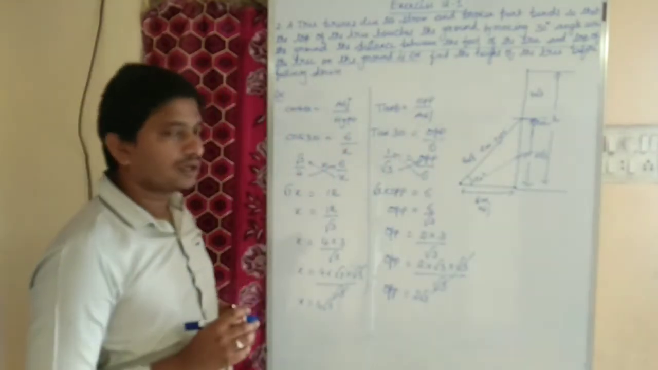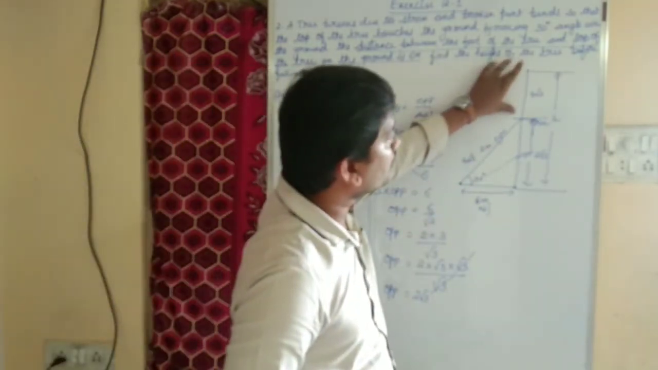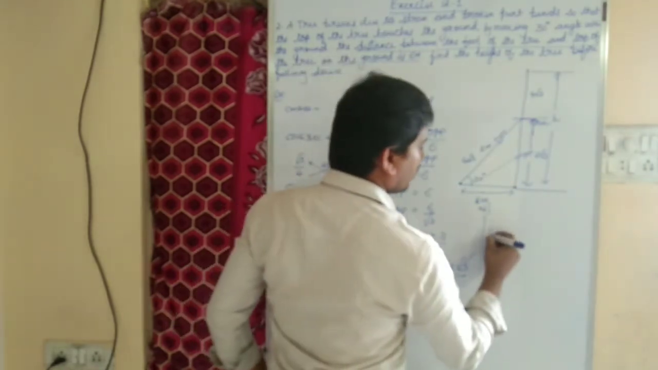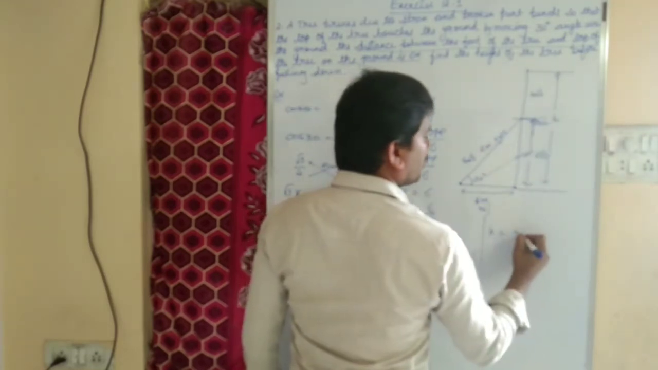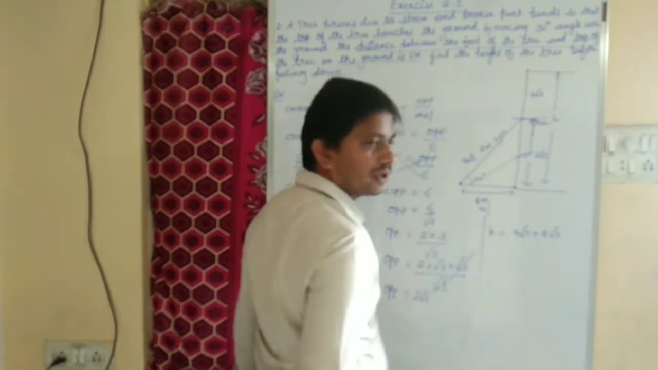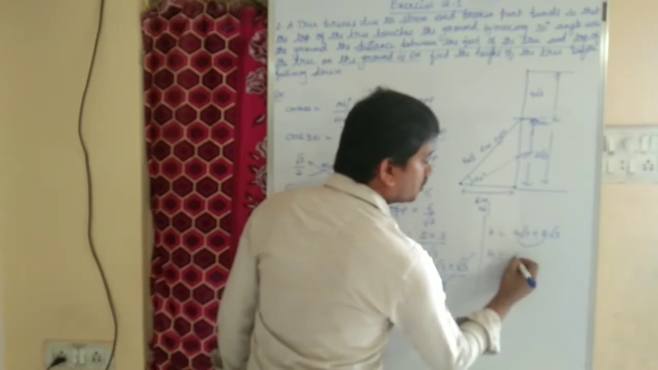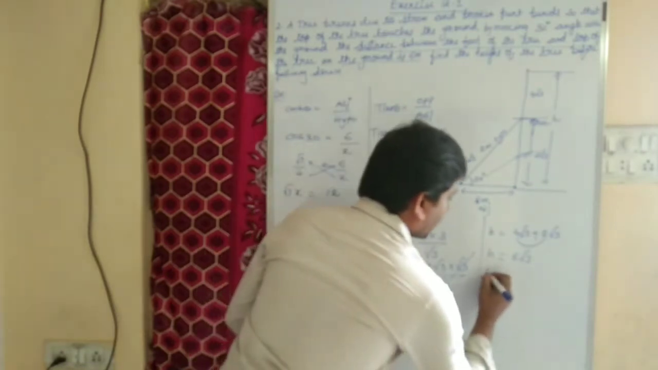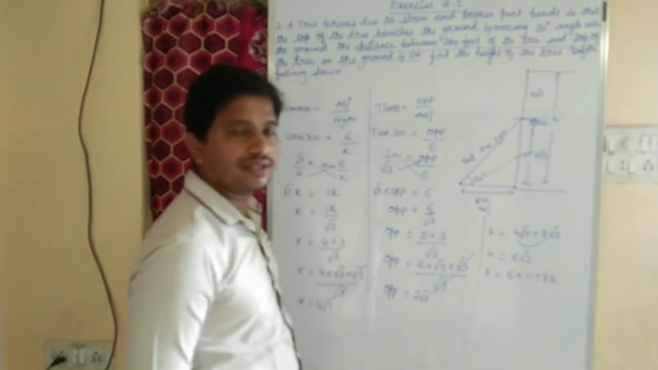Try to understand. Actually they are asking to find the height of the tree. Height of the tree means the broken part plus this part. So therefore the height of the tree is equal to, this length is 4 root 3 meters and this length will be 2 root 3 meters, right? 4 root 3 plus 2 root 3, I mean 4 plus 2, 6 root 3 meters. So as we know, what is the value of root 3? Root 3 value is 1.732.